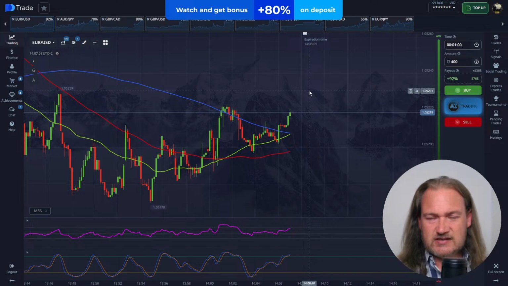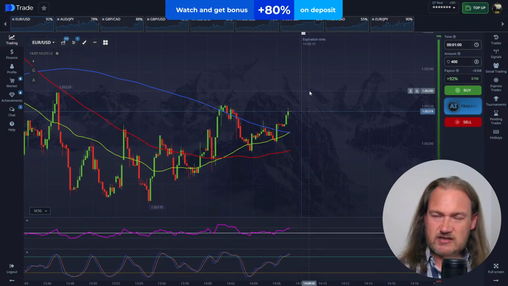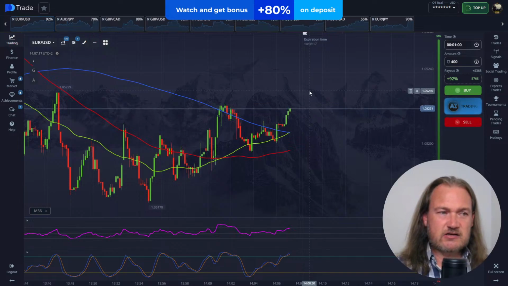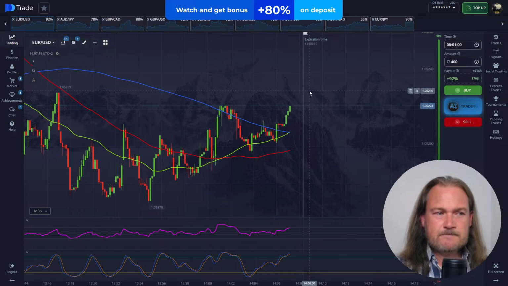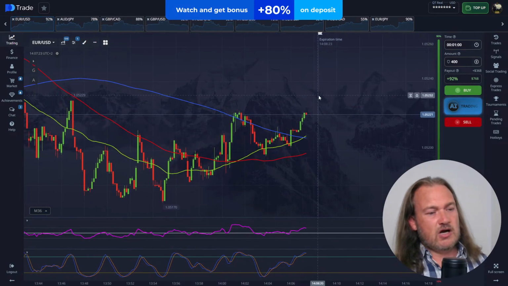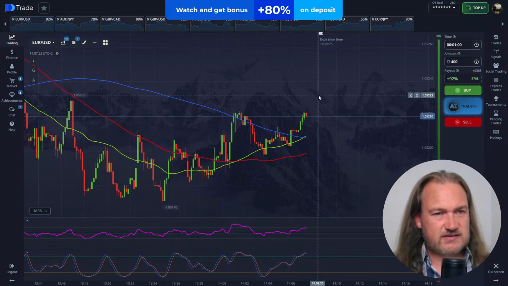But if you stick to your strategy, whatever strategy you're using, always stick to it. Have clear entry parameters, clear conditions for taking trades, and just stick to it. Okay, so how are we going to be using the RSI today?